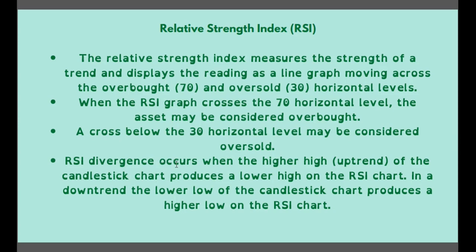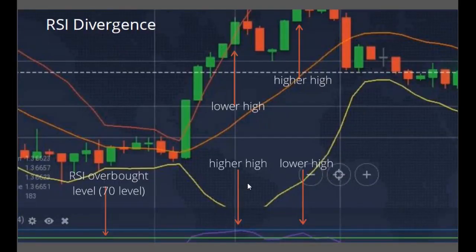A cross below the 30 horizontal level may be considered oversold. RSI divergence occurs when the higher high in an uptrend of the candlestick chart produces a lower high on the RSI chart. In a downtrend, the lower low of the candlestick chart produces a higher low on the RSI chart.